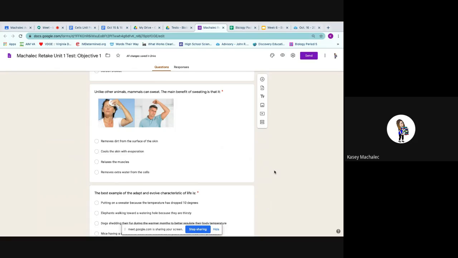The next one's a tricky one. Unlike other animals, mammals can sweat. The main benefit of sweating is that it removes dirt from the surface of the skin, it cools the skin with evaporation, it relaxes the muscles, or it removes extra water from the cells.